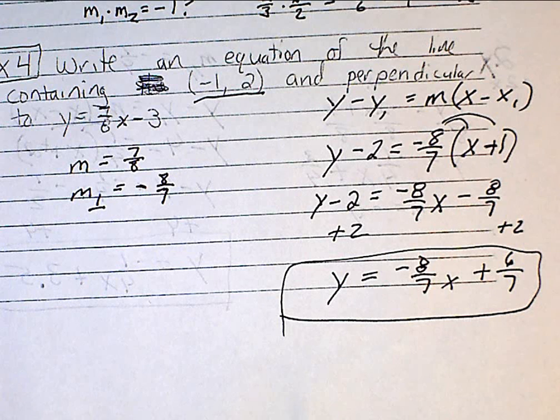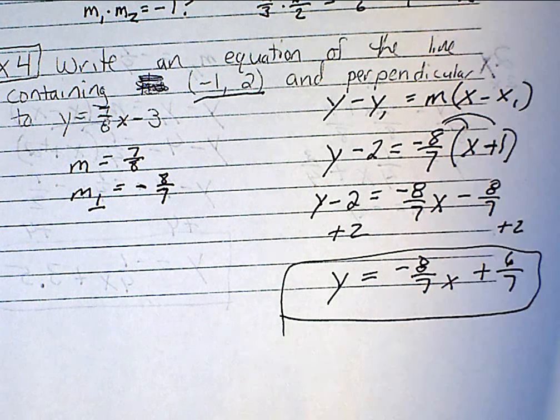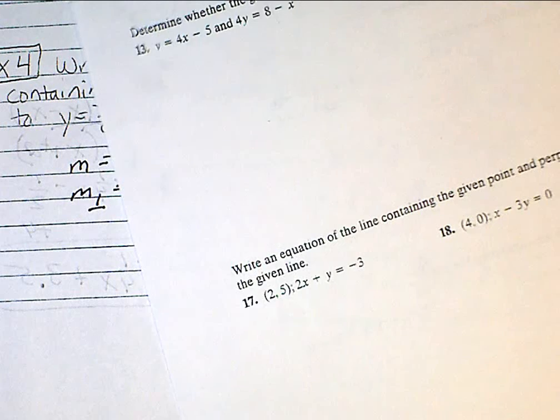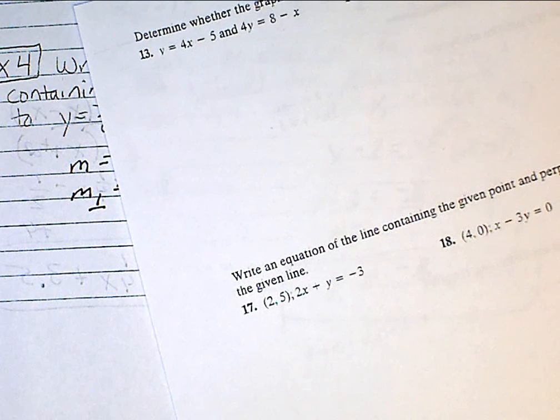Questions? Parallel lines have what? Same slope. Perpendicular lines have slopes that are reciprocals, which means you flip it, and opposite signs. All right, so this is what you're working on after I get done answering questions. If you have no questions, this is what you're working on.